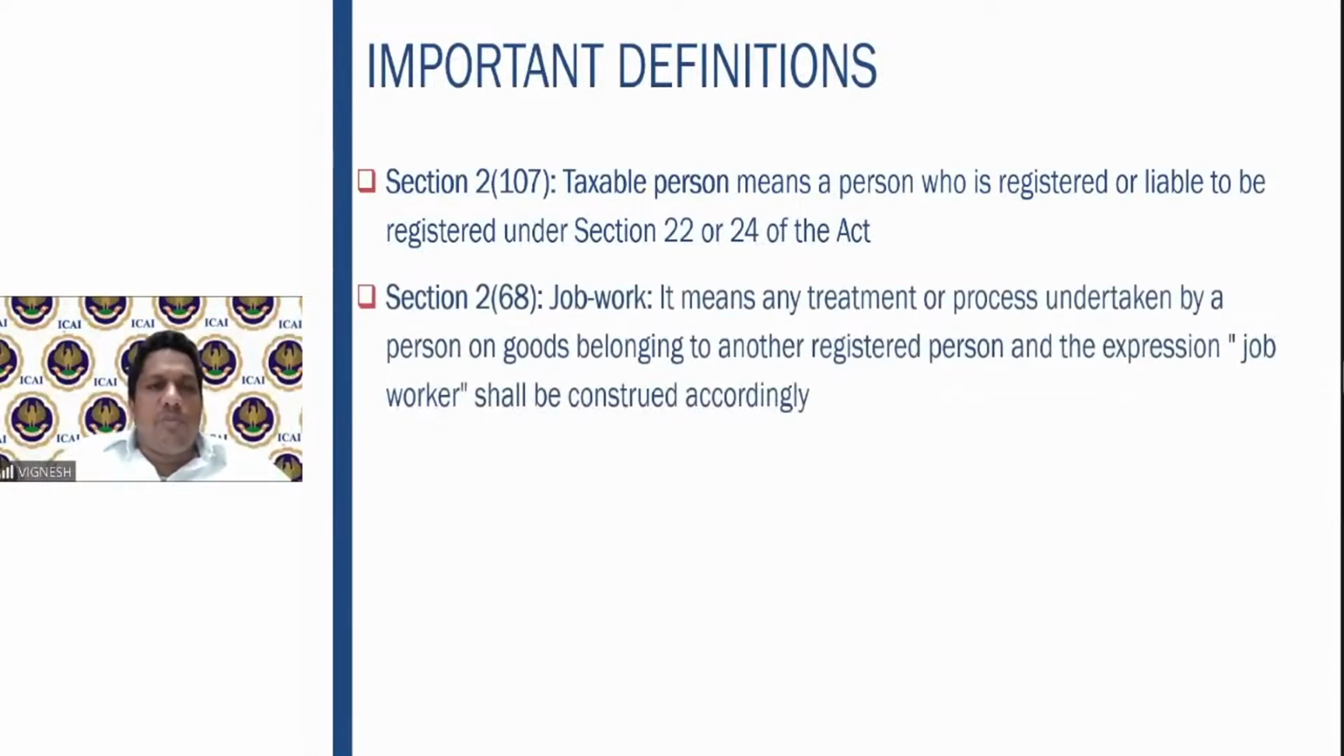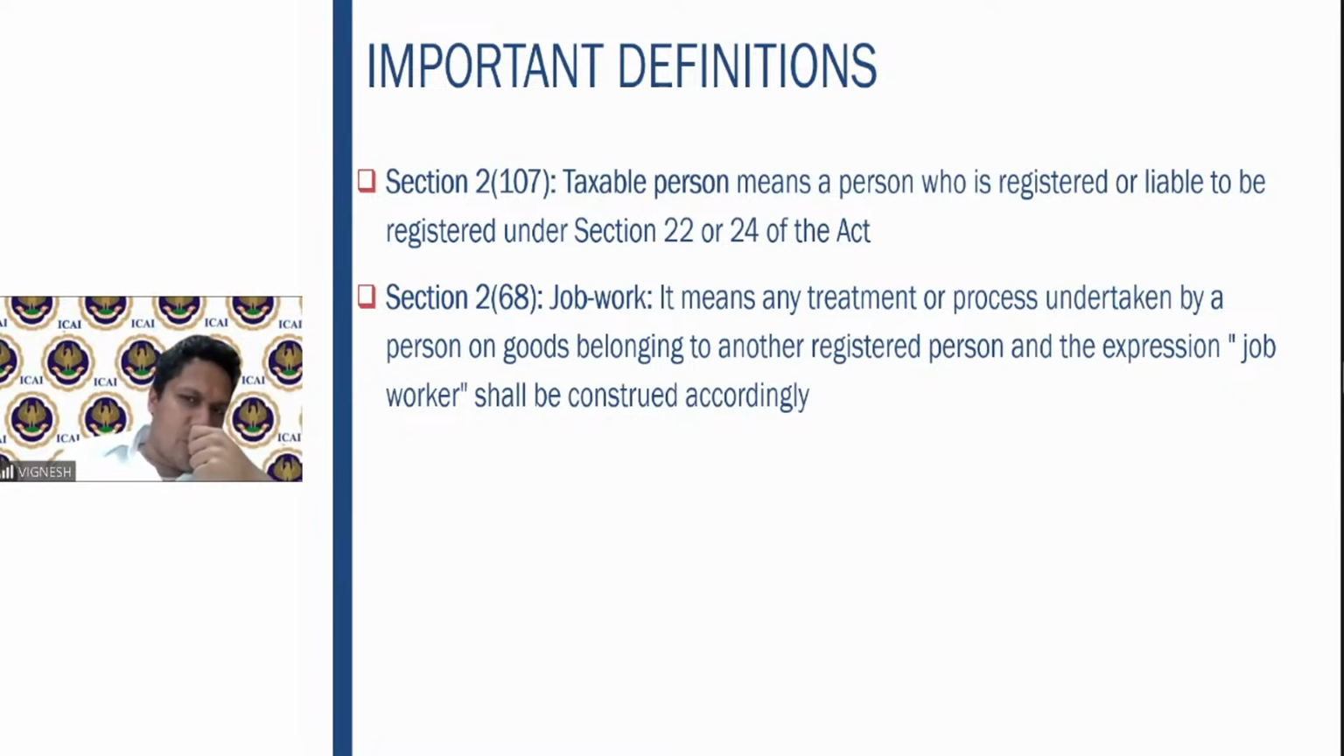Some definitions: taxable person means a person who is registered or liable to be registered under section 22 or 24. We have seen this definition multiple times. The moment you are registered under GST, the threshold limit does not matter. The moment you are registered under GST, you automatically become a taxable person. The moment you are liable to be registered, that means your turnover crosses the threshold but you are not yet registered, you become liable to be registered. If you become liable to be registered, then also you become a taxable person. I hope the point is very clear to all of you.